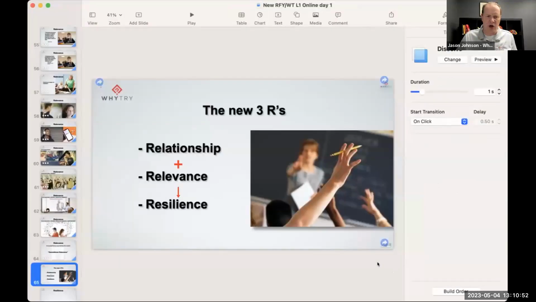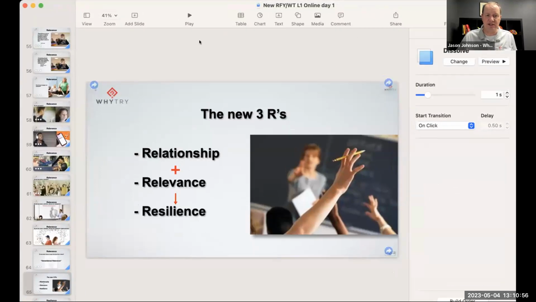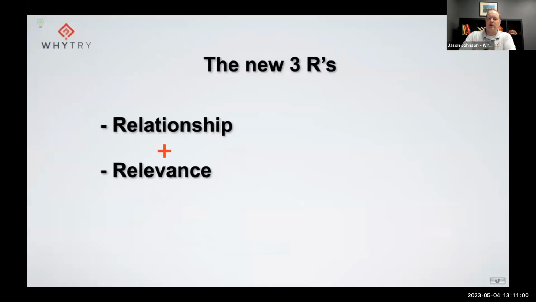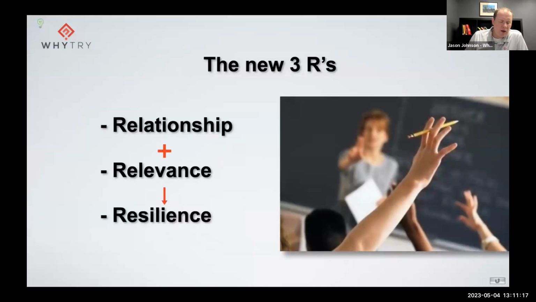At its core, it's built around 3 key principles, and these are all designed to help teach the skills of resilience and help our kiddos and our students ultimately become more resilient and be more resilient in their lives. And the foundation of this is this thing we call the new 3 R's. And the new 3 R's are this simple formula: relationship plus relevance equals resilience.